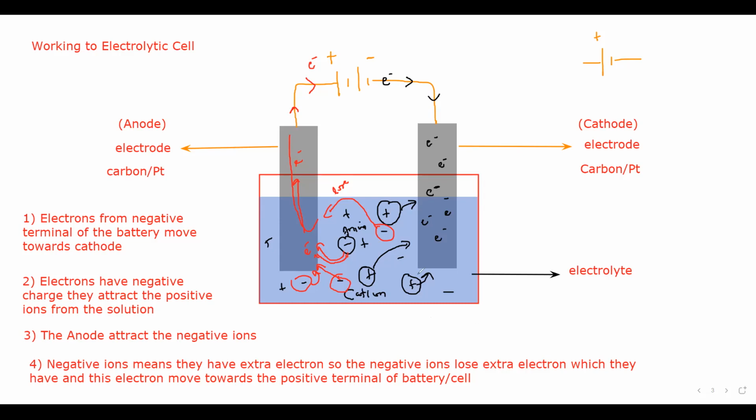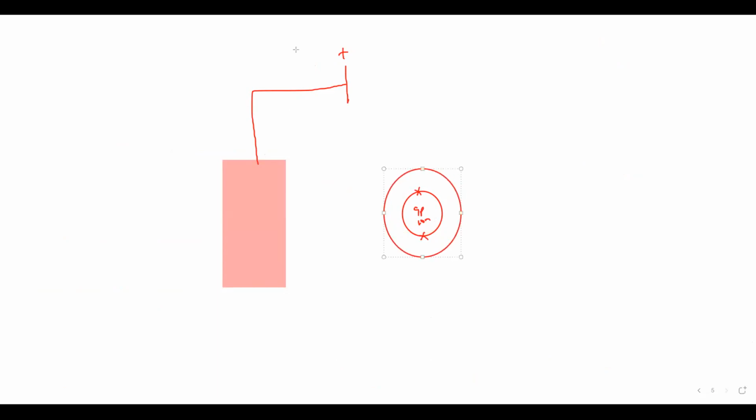So what happens to the negative ion? If I draw only the positive terminal, the anode part. So this is the anode, which is connected with the positive terminal. I'm drawing a fluoride ion, which has 9 protons, 10 neutrons, and 10 electrons because it is negative. So this is a fluoride ion. Now what happens? Because it's an anion.